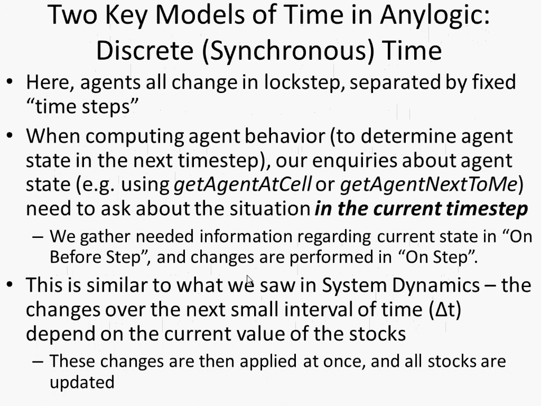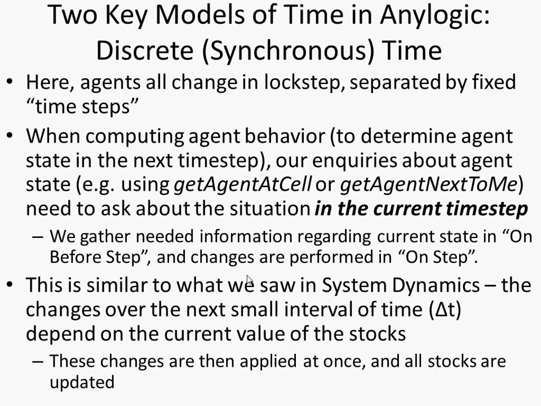Here, with discrete time, the synchronous time, they all change in lockstep. It's occurring in time steps. Boom. Boom. Just like that. And here, when you're computing the agent behavior, you're seeking to determine how the agent state is going to update within the next time step. You're going to need to know something about the state of the agents around this agent. Okay? You're going to need to ask about the situation for the surrounding agents. If I'm an agent, whether I live or die depends on how many agents are around me that are alive. Right now.